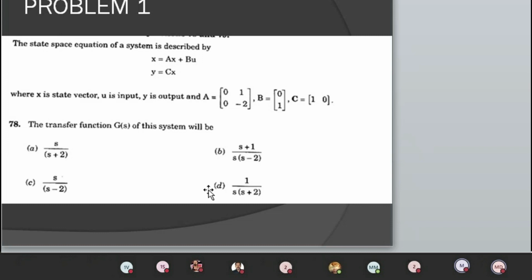Now let us further discuss problems related to transfer function. The state space equation is described by x dot equals A x plus B u, and y equals C x. This is the basic state space equation, where x is the state vector, u is input, y is output. A is [0 1; 0 -2], B is [0; 1], C is [1 0]. The transfer function of the system is given with 4 choices.